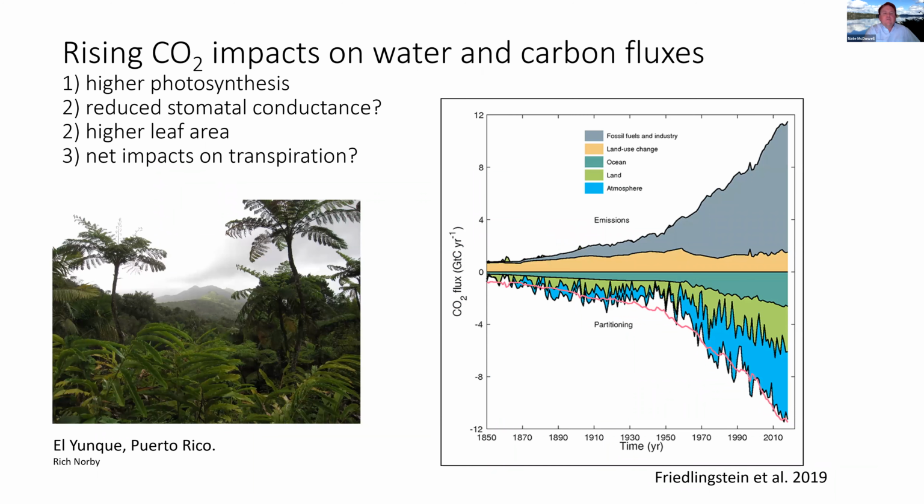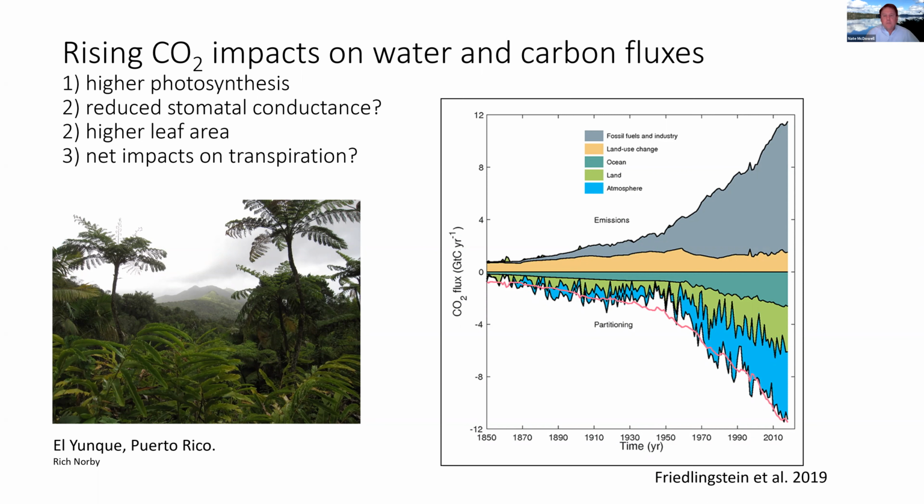Now let's think about CO2. CO2 is a place where I'm trying to keep learning. I still don't fully understand all the impacts that it can have, as well as people like Anthony Walker here or other folks that know this much better than me. So I'm doing an experiment here and seeing how well this works. But based on my reviews of the literature, it seems like we typically get higher photosynthesis. We get reduced stomatal conductance, higher leaf area, but we don't know what the net impacts are on transpiration.